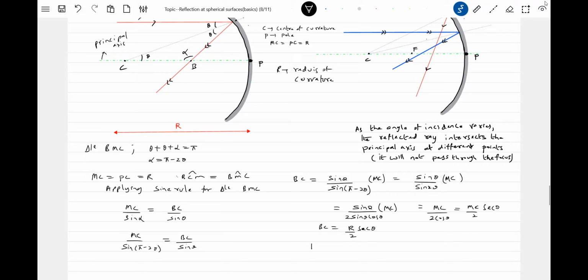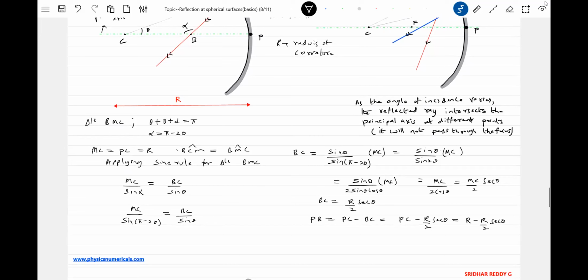So this distance PB, what can you write it as? PC minus BC. BC is what we have here. PC should be equal to R. And PB will become the focal length. Let's call it the focal length: F equals R minus R by 2 secant theta.